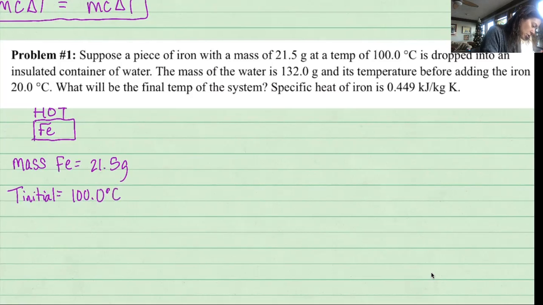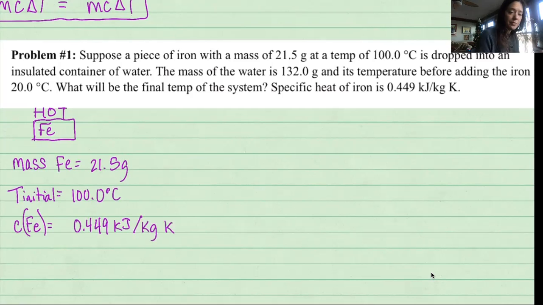and we are later told that the specific heat of the iron is equal to 0.449 kilojoules per kilogram Kelvin. I'm telling you that that is the same as 0.449 joule per gram degrees Celsius. That is legit. I could prove it.